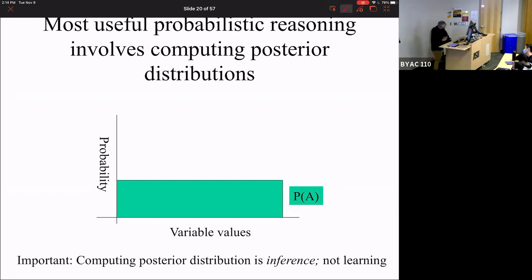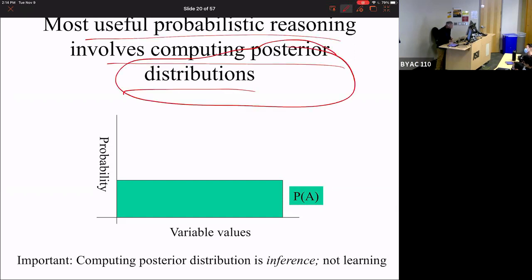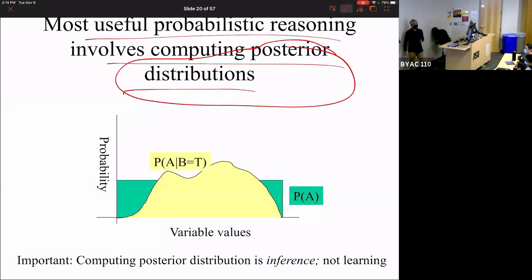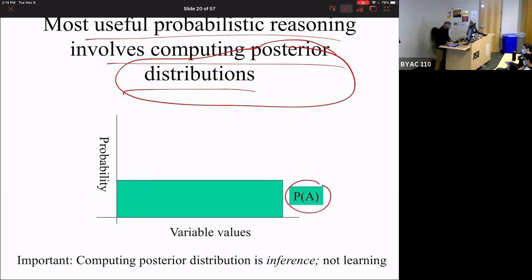And in general, the most useful probabilistic reasoning involves computing posterior distributions. Posterior means after the evidence. So let's say this is the prior probability of a distribution. We normally think of distributions. It's better to think in terms of distributions rather than single values. So the distribution of A: if A can take values between this and this, then the prior probability distribution of A is that it can take each of its values with the same probability. So all those probabilities should add up to 1.